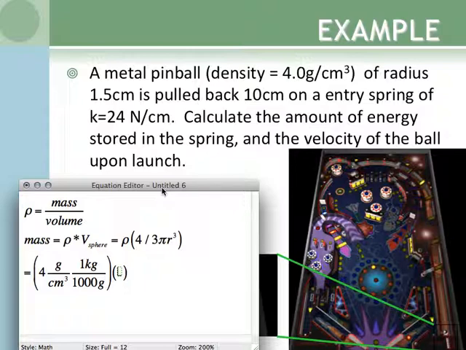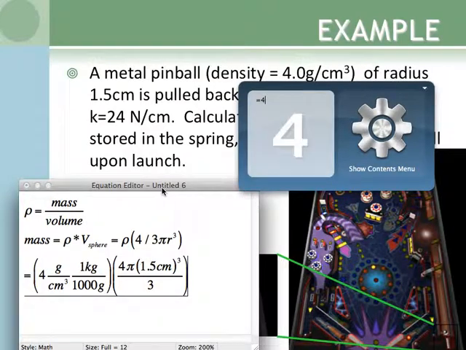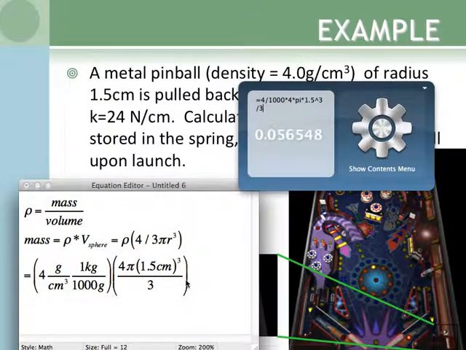So that would be 4/3, and we need a pi, and we need the radius, which is 1.5 centimeters, and that is cubed. So let's calculate that a moment. 4 divided by 1,000 times 4 times pi times 1.5 raised to the 3rd power divided by 3. We get a mass of about 0.0565 kilograms.